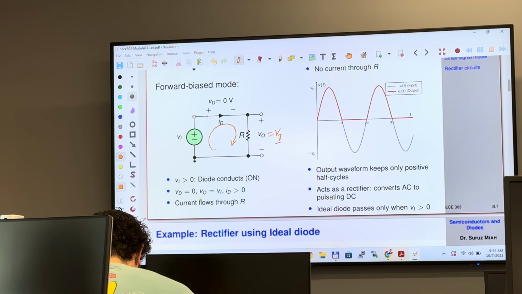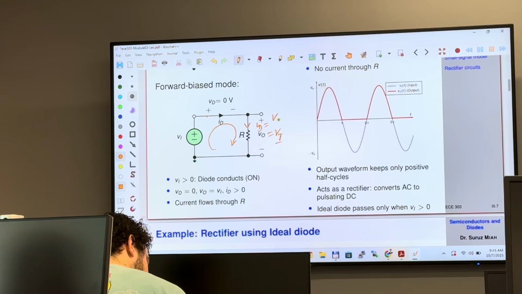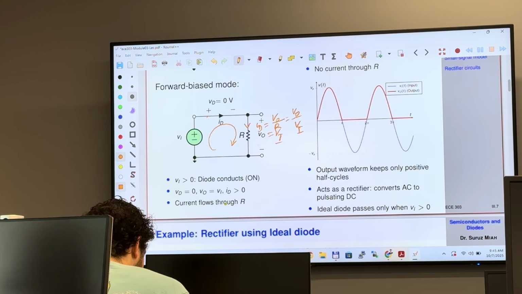Okay. And the current is going to be greater than 0. Some current will flow, but the current is going to be limited by the resistance. So ID is going to be V out over R, which is the same as V out over V sub I. So some current will flow through this resistance.